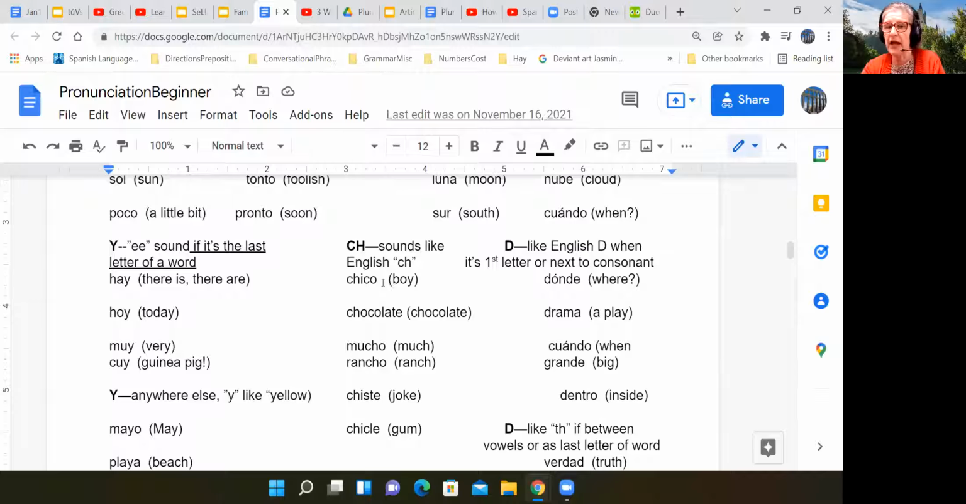This is the only way that an H gets pronounced, if it's a CH combo. Otherwise, we ignore the H. So we've got chico. Chocolate. Mucho. Rancho. Don't worry about the rolled R yet. Chiste. Chicle. If you're of a certain age, you remember Chiclets brand gum. Okay.